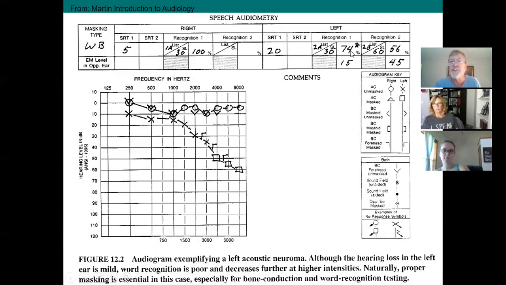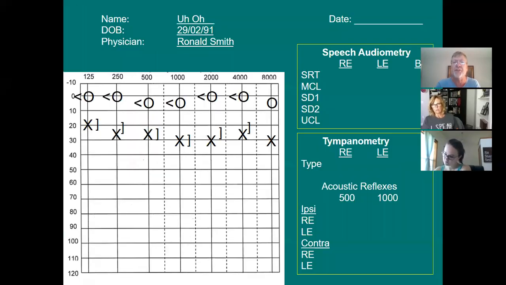And here he got only 74%. That doesn't make much sense because the loss isn't that big. And then when they went louder, it got even worse. So it's like, oh, you've got what they call rollover. Here's an audiogram I drew. Now we'll talk about rollover in just a second. We're going back to it.